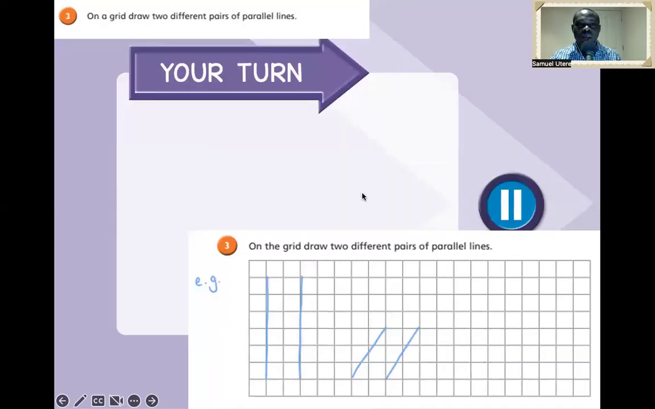Pause the video and answer question 3. Now the answer is displayed already. So here you were asked on a grid, draw 2 different pairs of parallel lines. So parallel lines are lines that will go in a similar direction and they will not meet. In the same direction, they will not meet. And these lines are parallel lines.